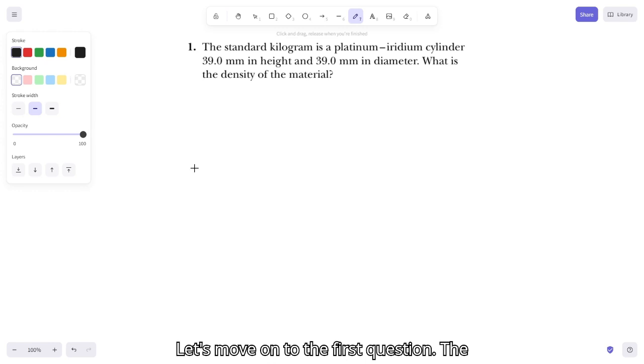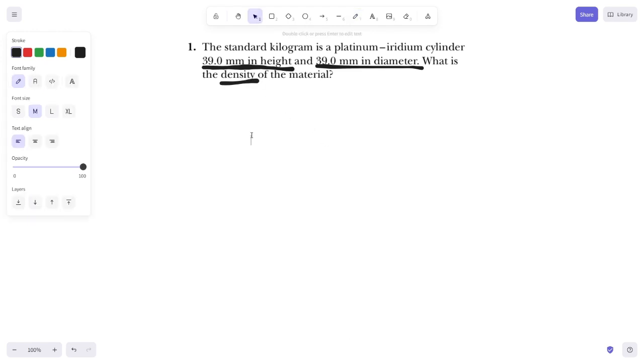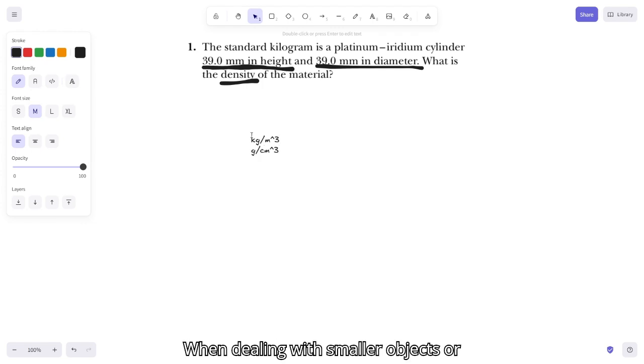Let's move on to the first question. The standard kilogram is a platinum iridium cylinder, 39 millimeters in height and 39 millimeters in diameter. What is the density of the material? In physics and engineering, density is usually given in kilograms per cubic meter for larger objects or fluids, and grams per cubic centimeter when dealing with smaller objects or fluids.